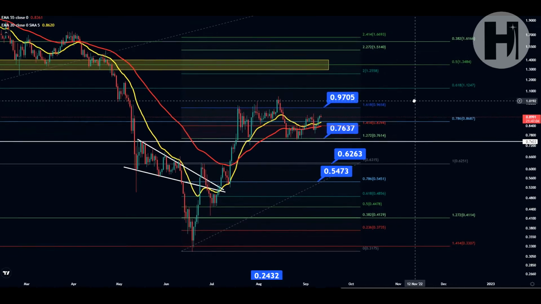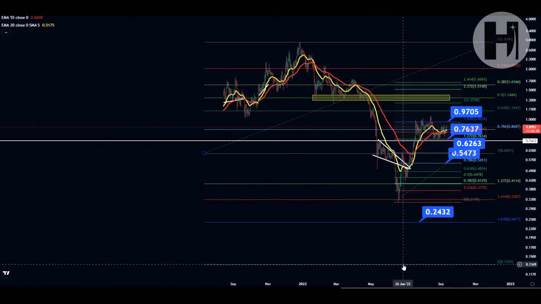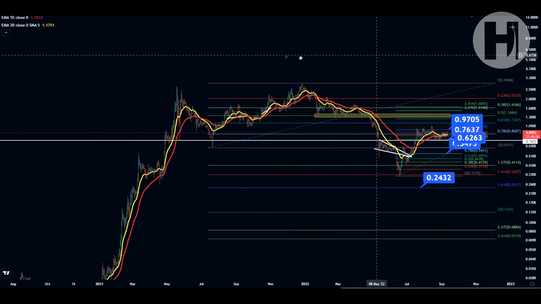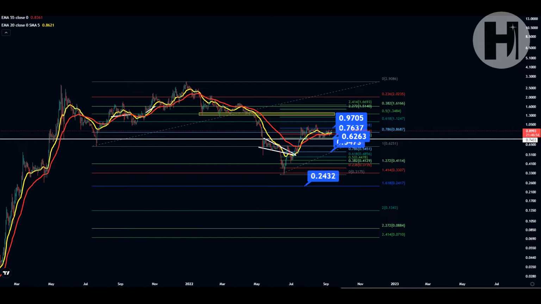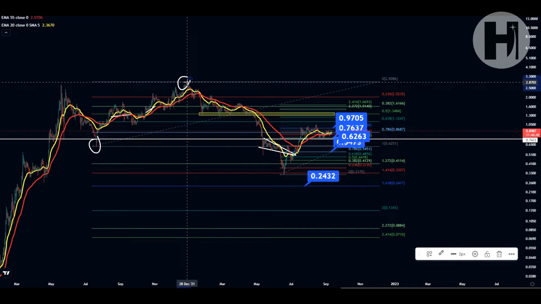So jumping into the daily chart here on TradingView, as you can see, we have two Fibonacci retracements set up. One is relatively large and the other one is quite small. The one that's larger has the swing low that we printed in July of last year and the swing high here that we printed in December of 2020.